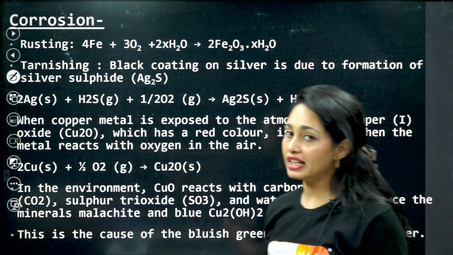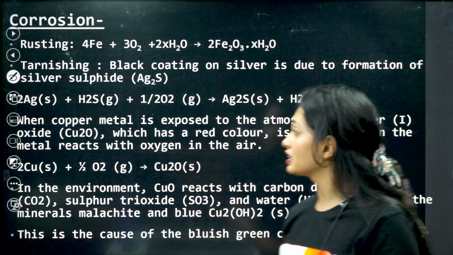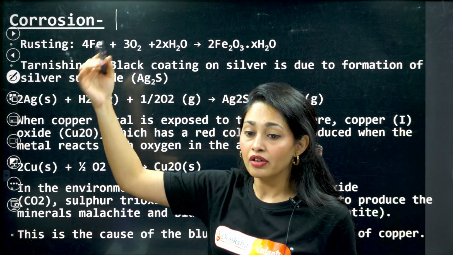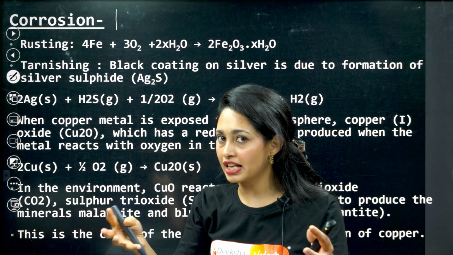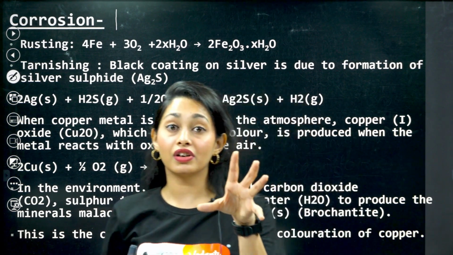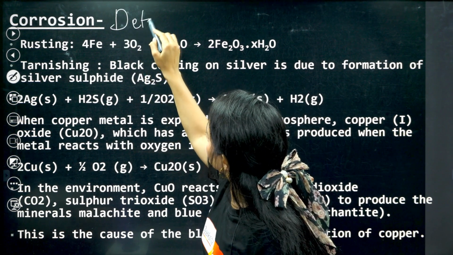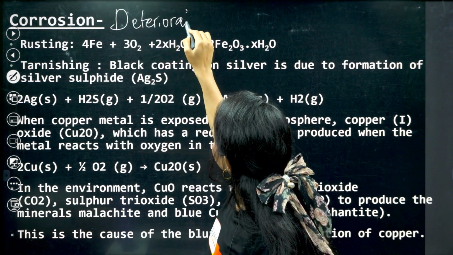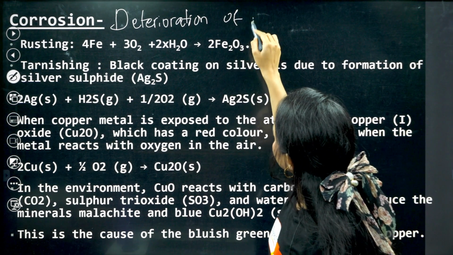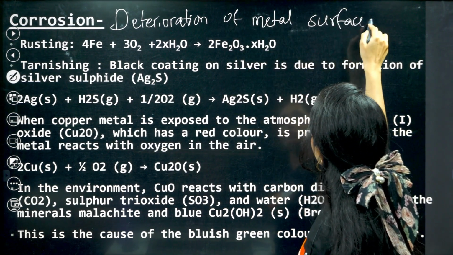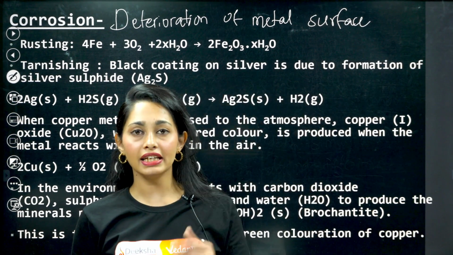Moving on, corrosion. Corrosion is a type of redox reaction. It is a natural process where the deterioration of the metal surface happens. You must have seen rust, iron rust. Deterioration of a metal surface is nothing but corrosion. Corrosion in the case of iron is called rusting.